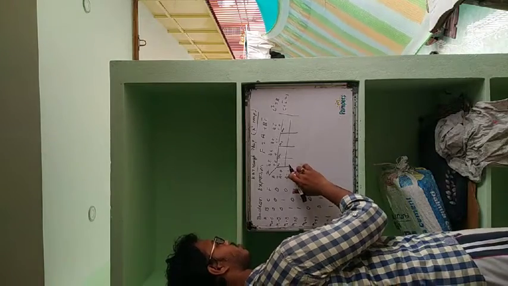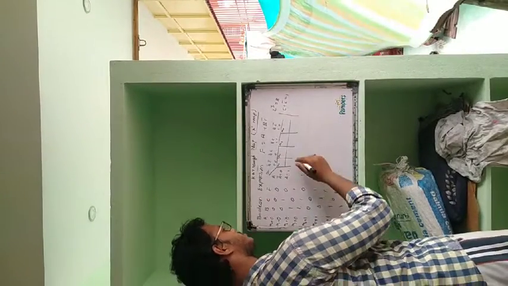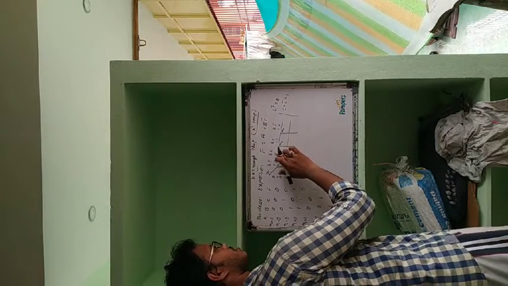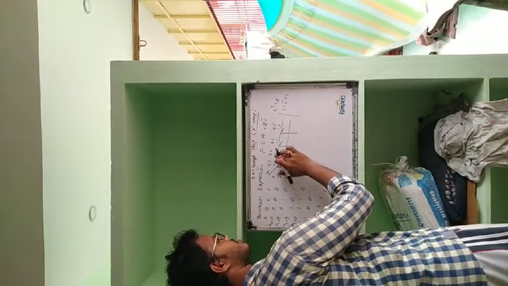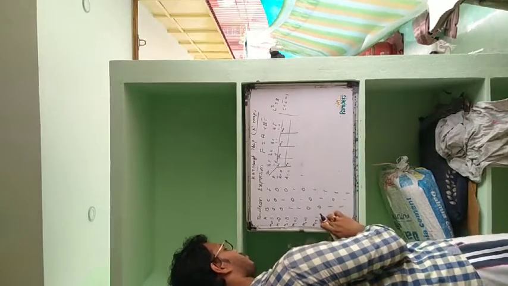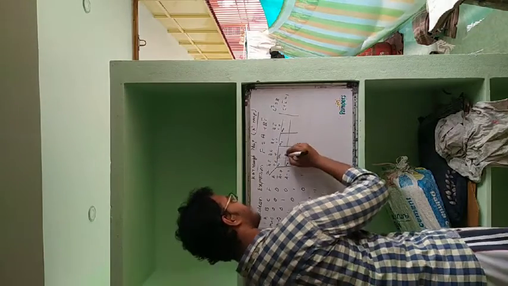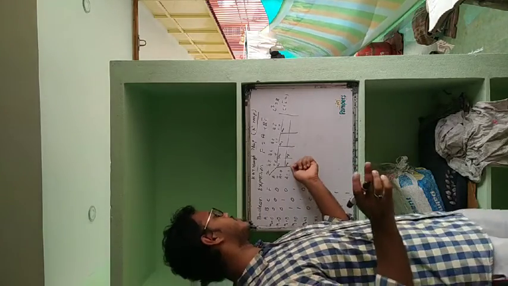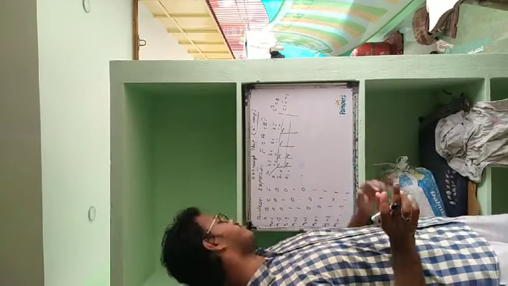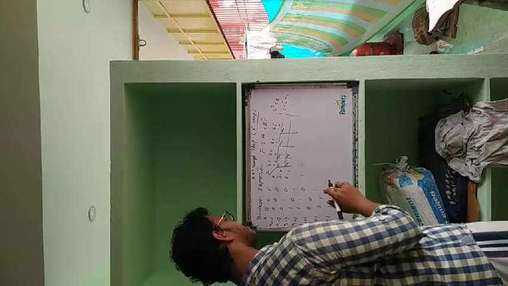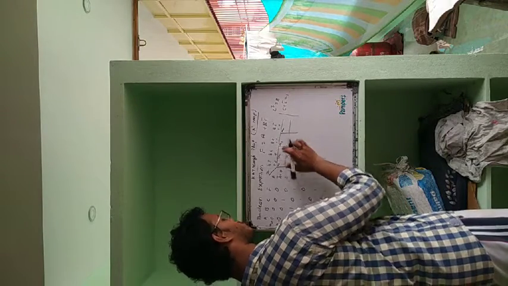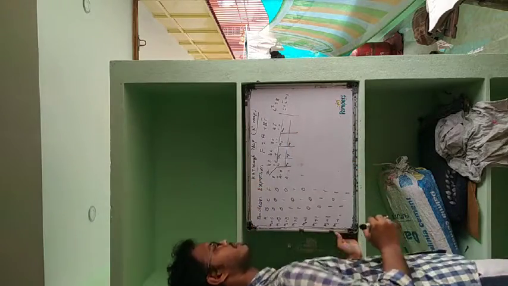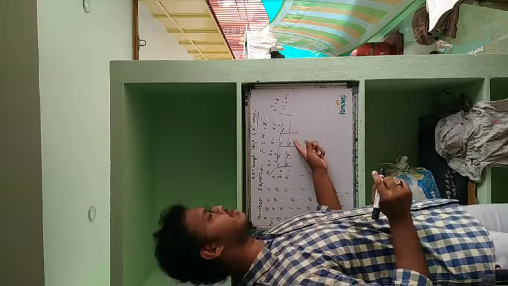Next one is 1 0 0, 1 0 0. That means m4. That place is m4. 1 0 1, 1 0 1. That means m5. The cell name is m5. m6 is 1 1 0, and 1 1 1, 1 1 1 means m7. So this cell name is m7.